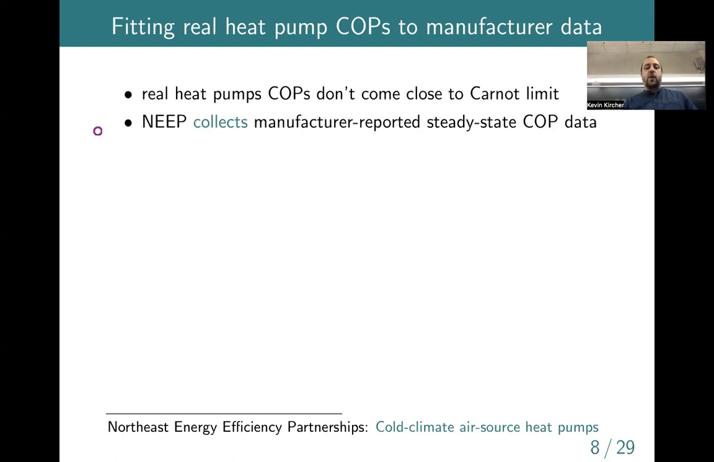So to do that, one nice data source is maintained by the Northeast Energy Efficiency Partnerships, or NEEP. And they collect data that basically manufacturers of heat pumps report. So this would be companies like Carrier and Mitsubishi and Lennox and Daikin and Midea and many others.